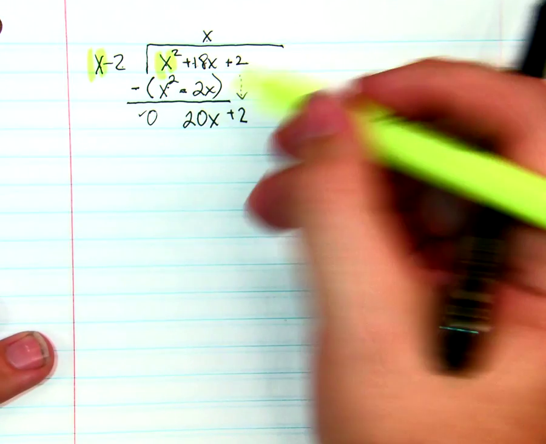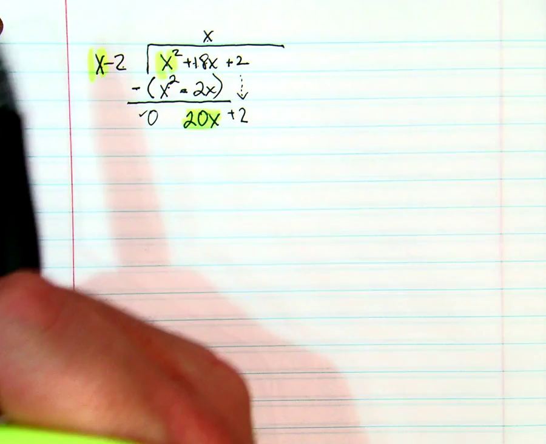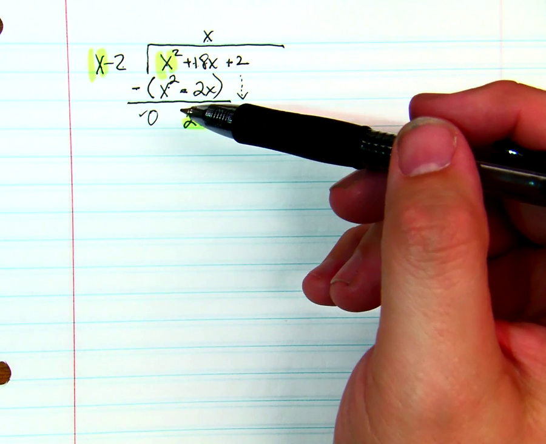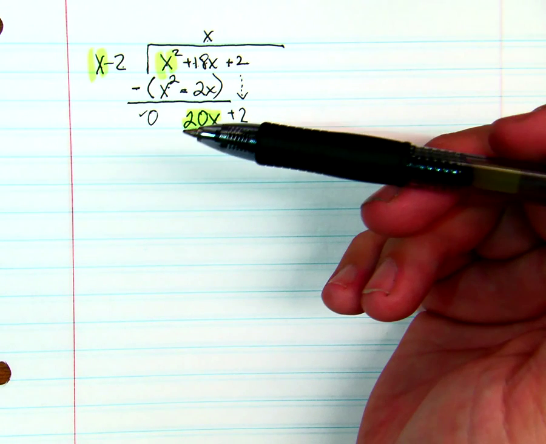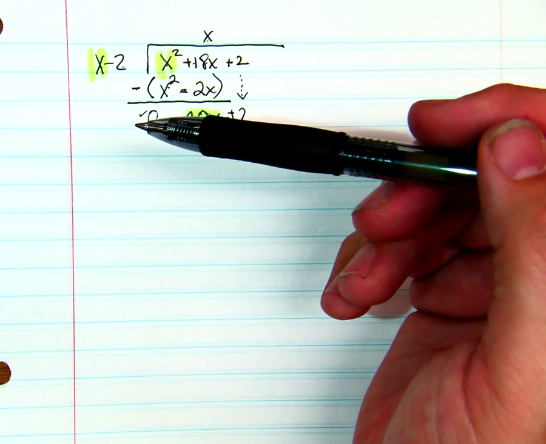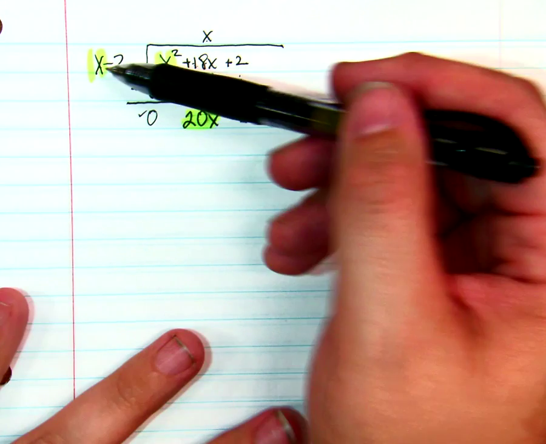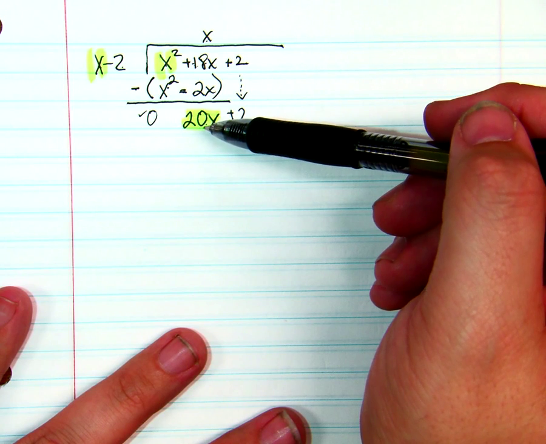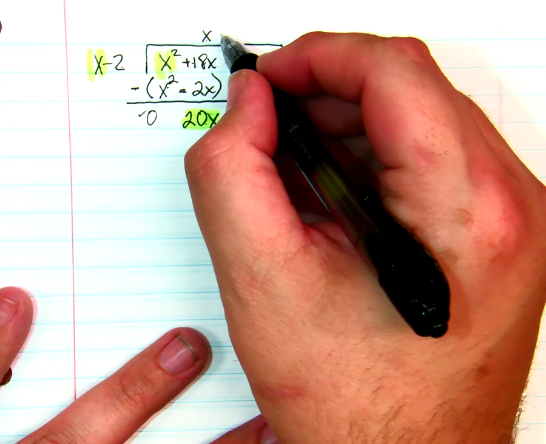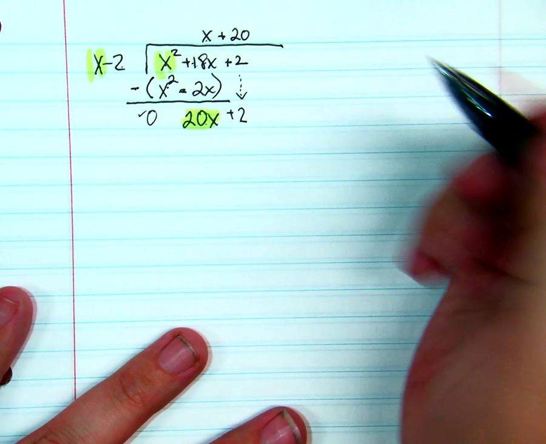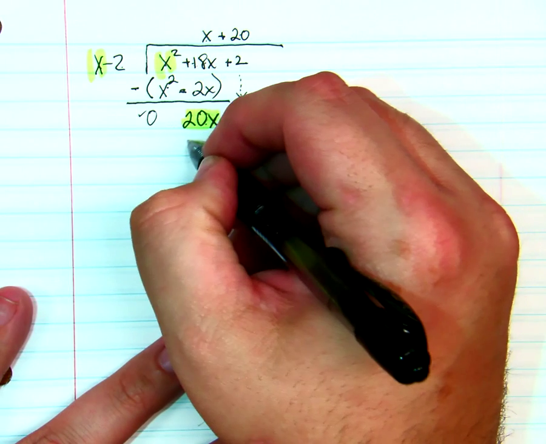If you need a highlighter to make sure you're keying on the right stuff, do so. What do I have to do to x to get to 20x? Multiply it by 20. So I'm going to put a plus 20 right here. What's 20 times x? 20x. What's 20 times negative 2? Negative 40.